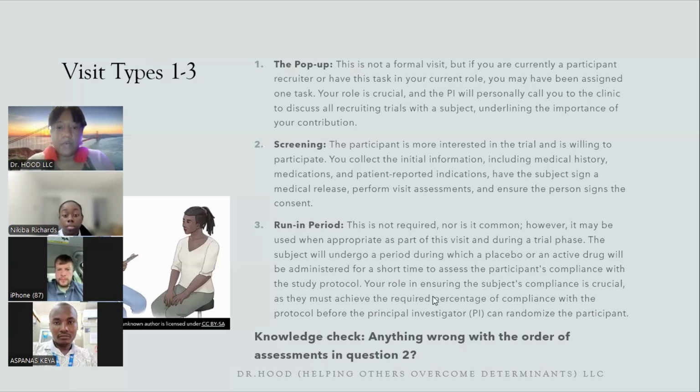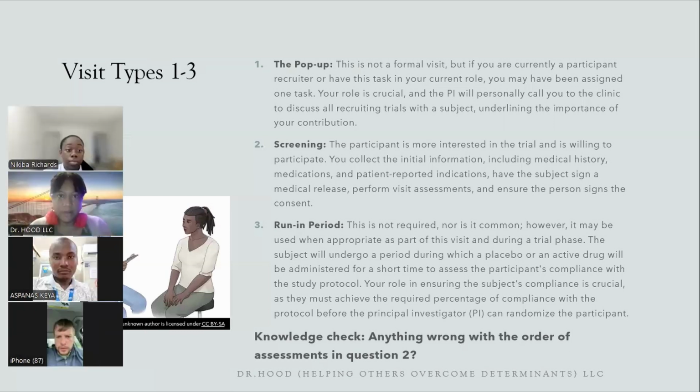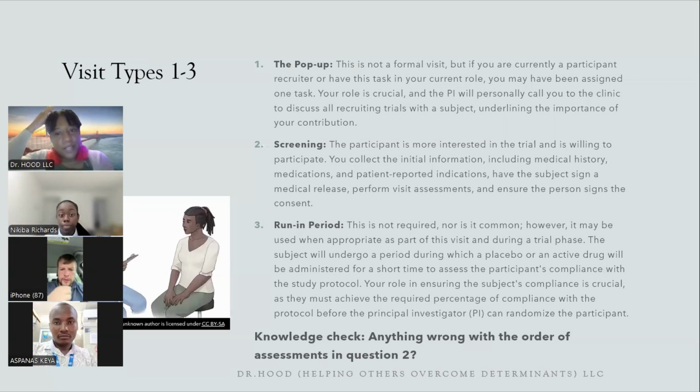Okay, so check your knowledge. Is there anything wrong with the order of assessments in question 2? Is there anything you notice that might be out of order? With the screening visit, what should go first? Go ahead. Before anything is done, consent needs to be obtained. Correct. I purposely put that at the end to see if we would catch that.